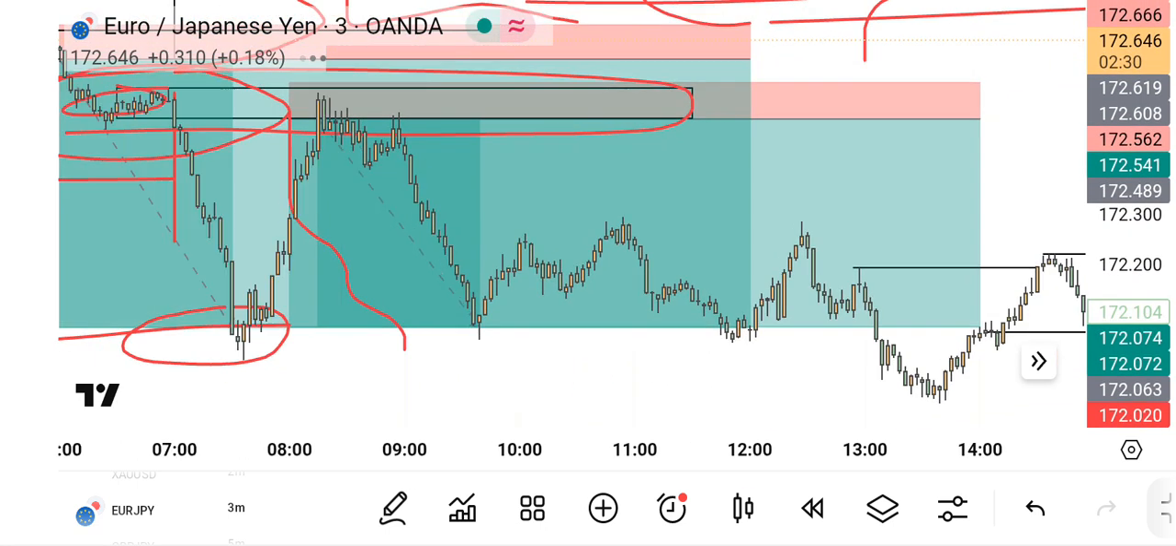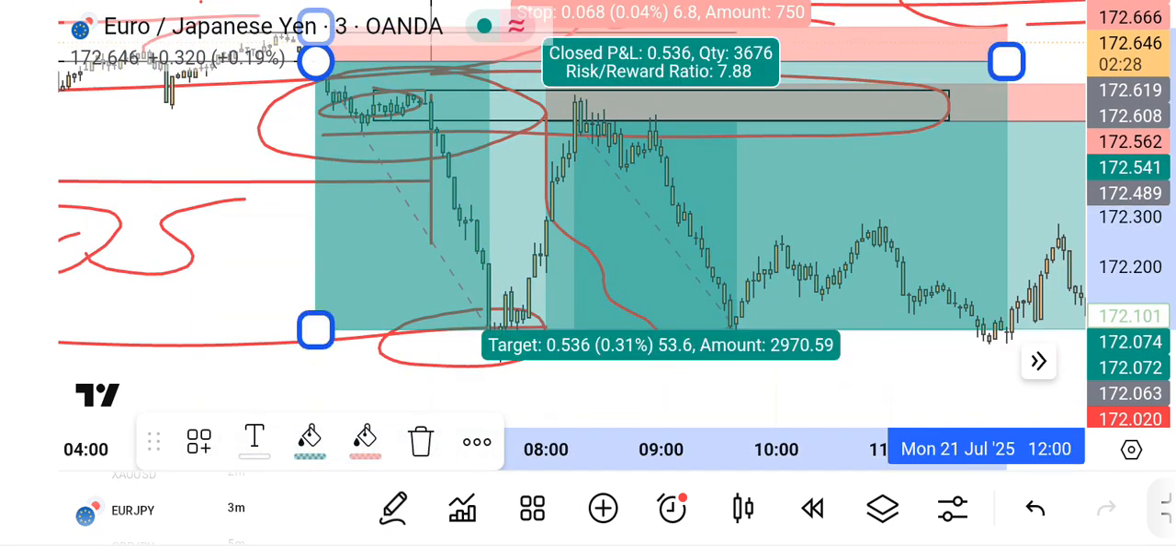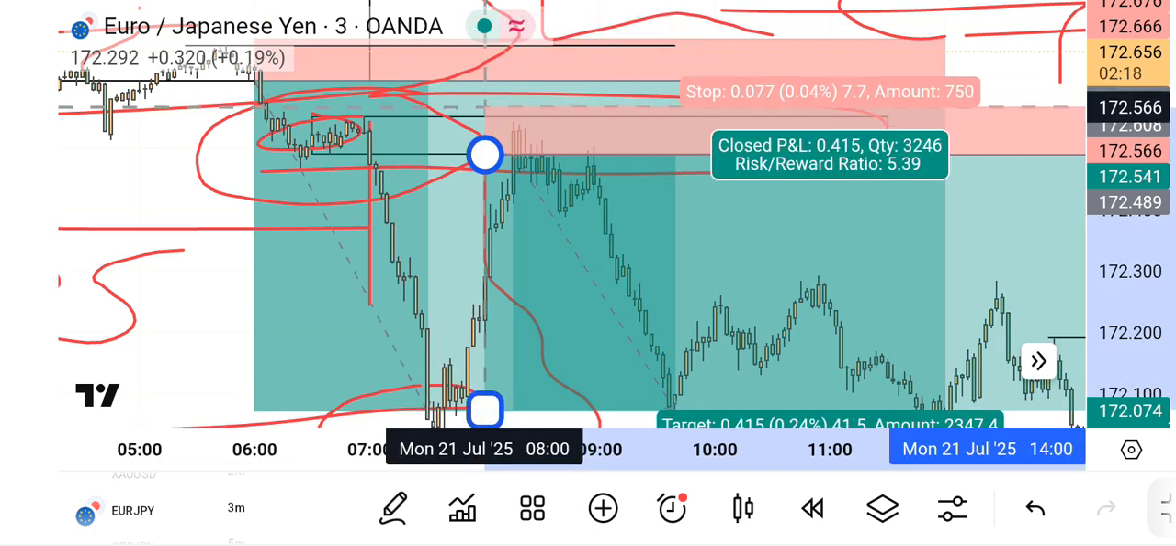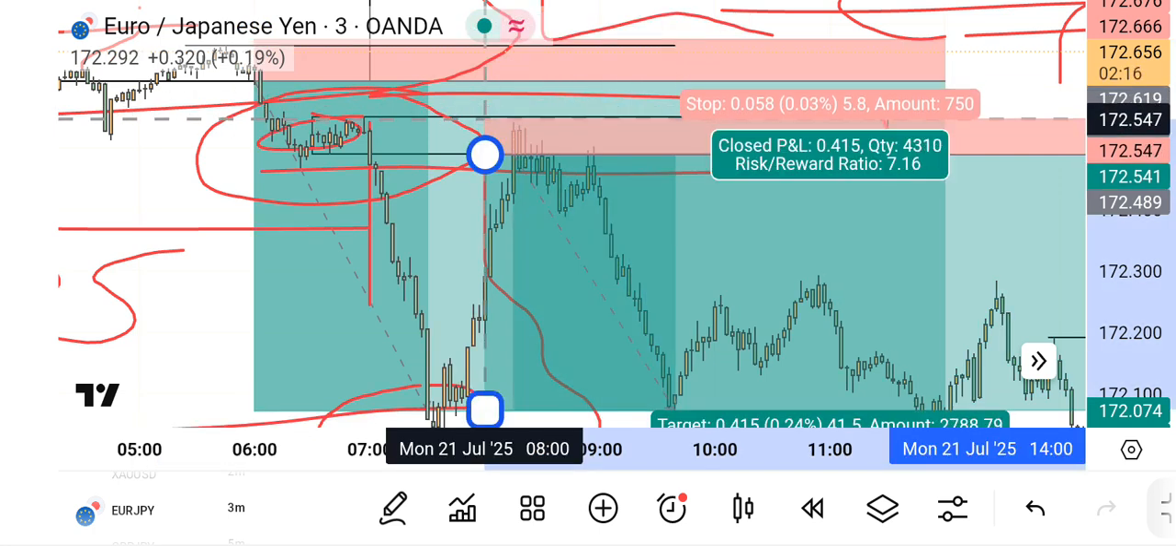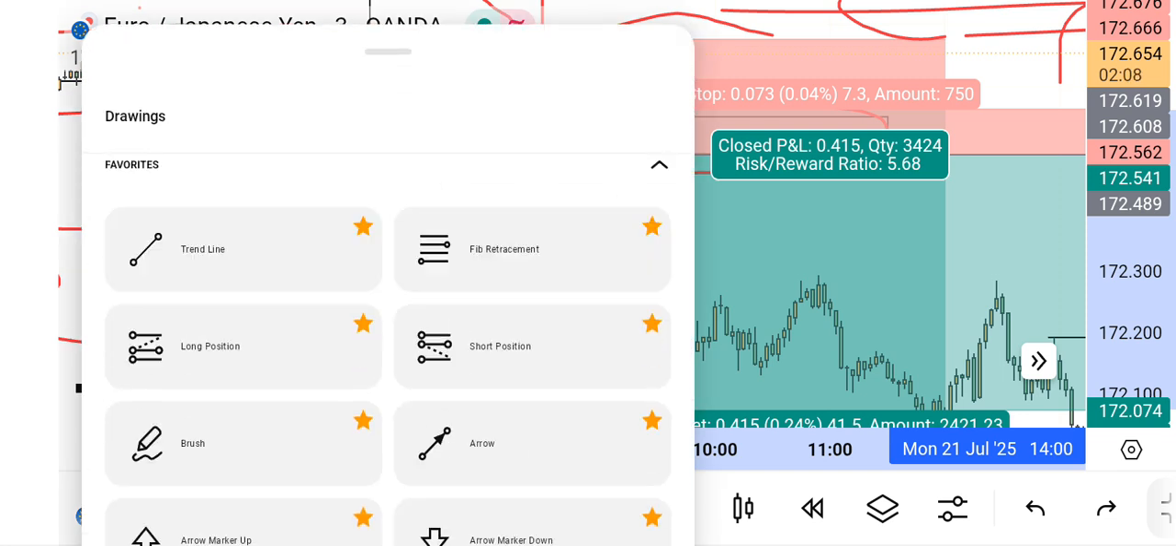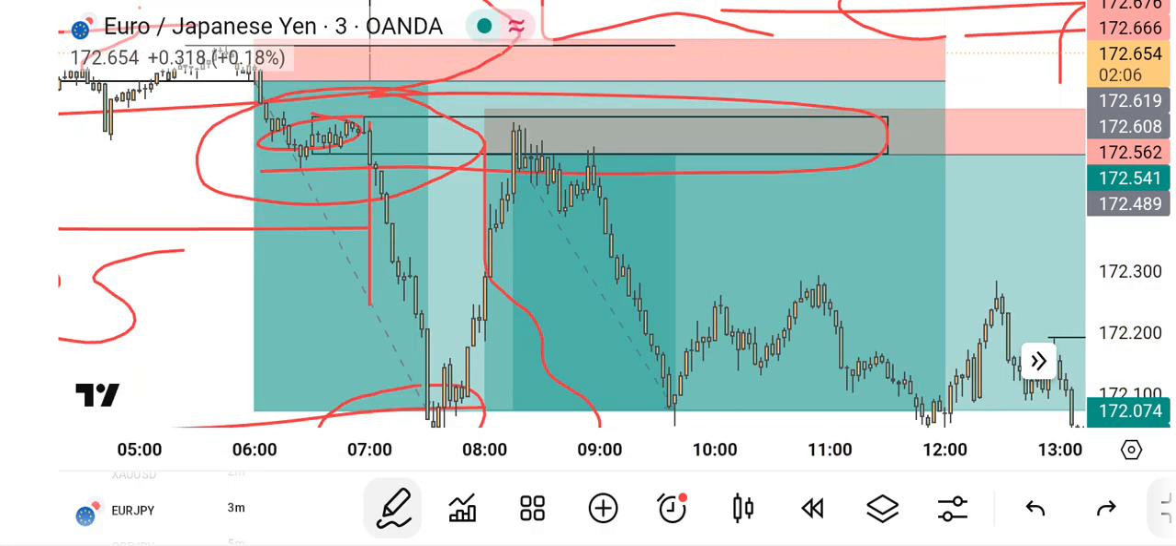which is this. See, the entry is around this zone. The entry is around this zone. Then my stop loss was above the last high. This is the last high here. The last high before this. Let me just, the last high before the confirmation is this.